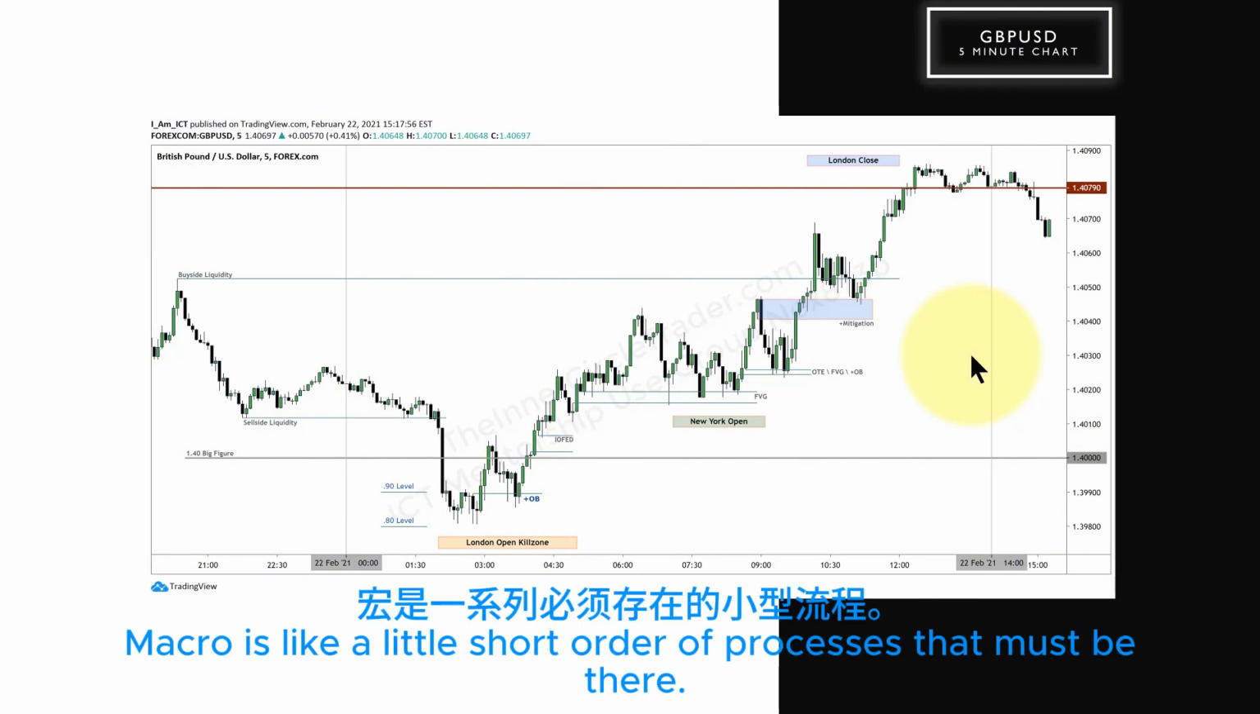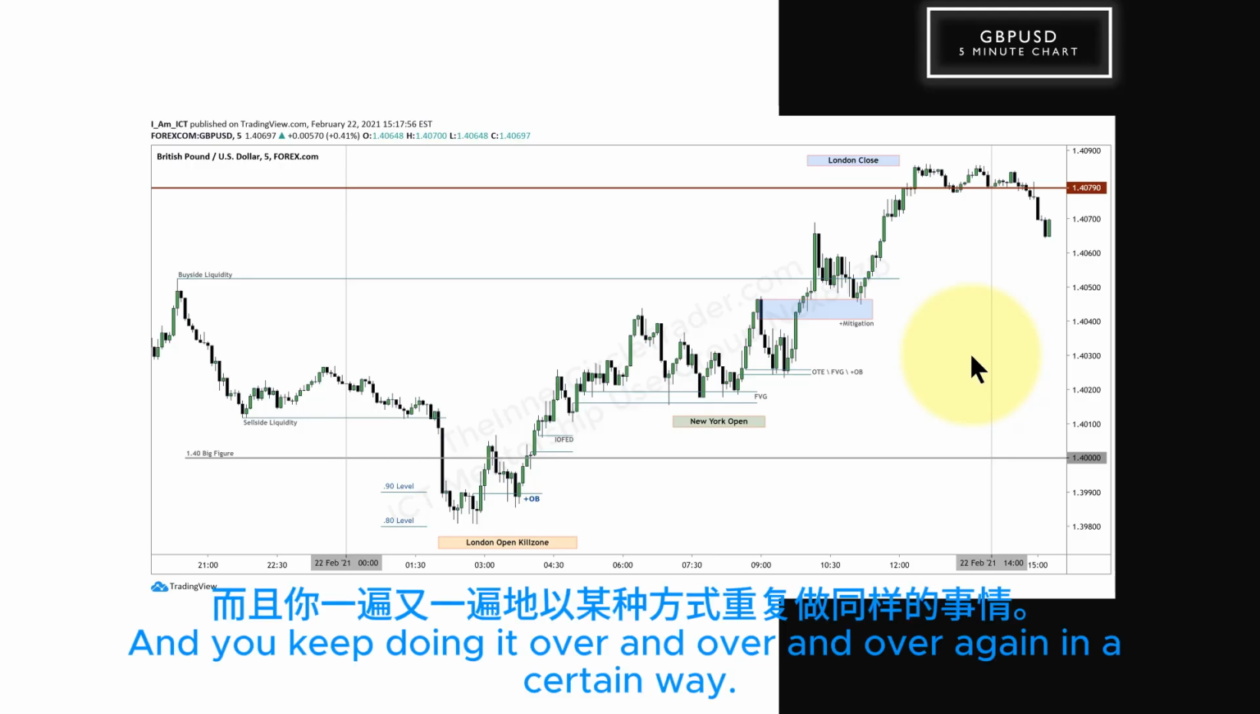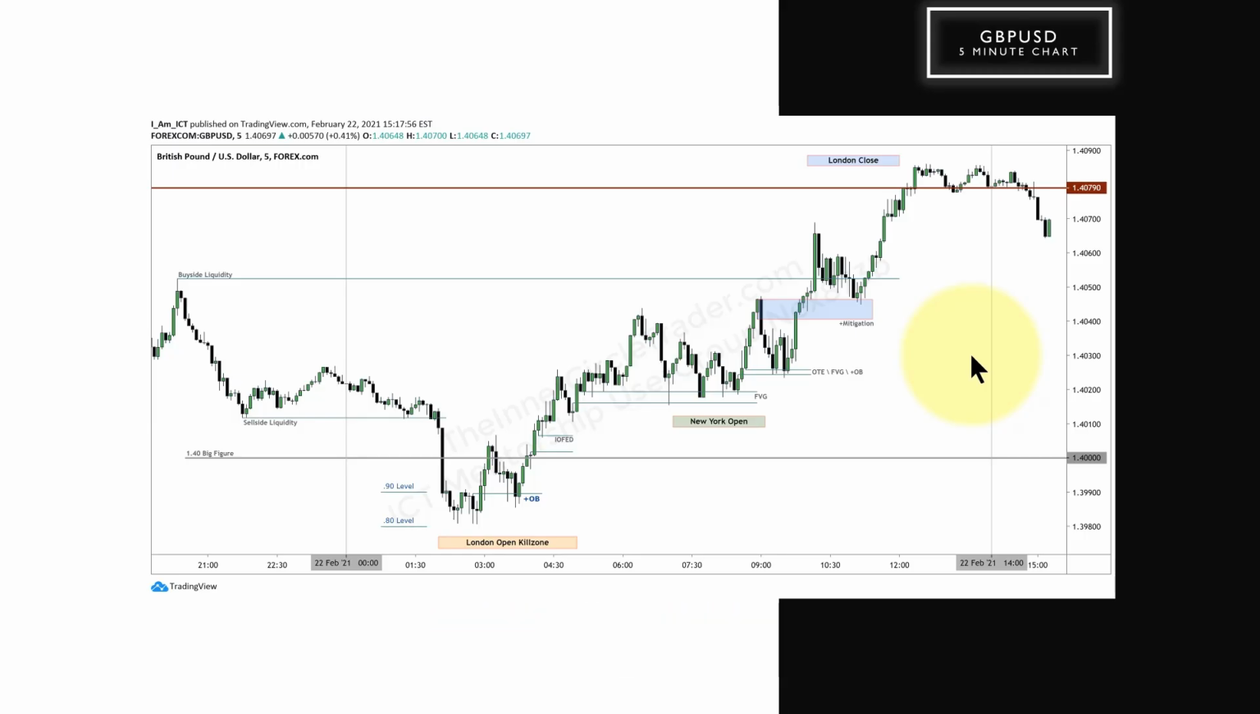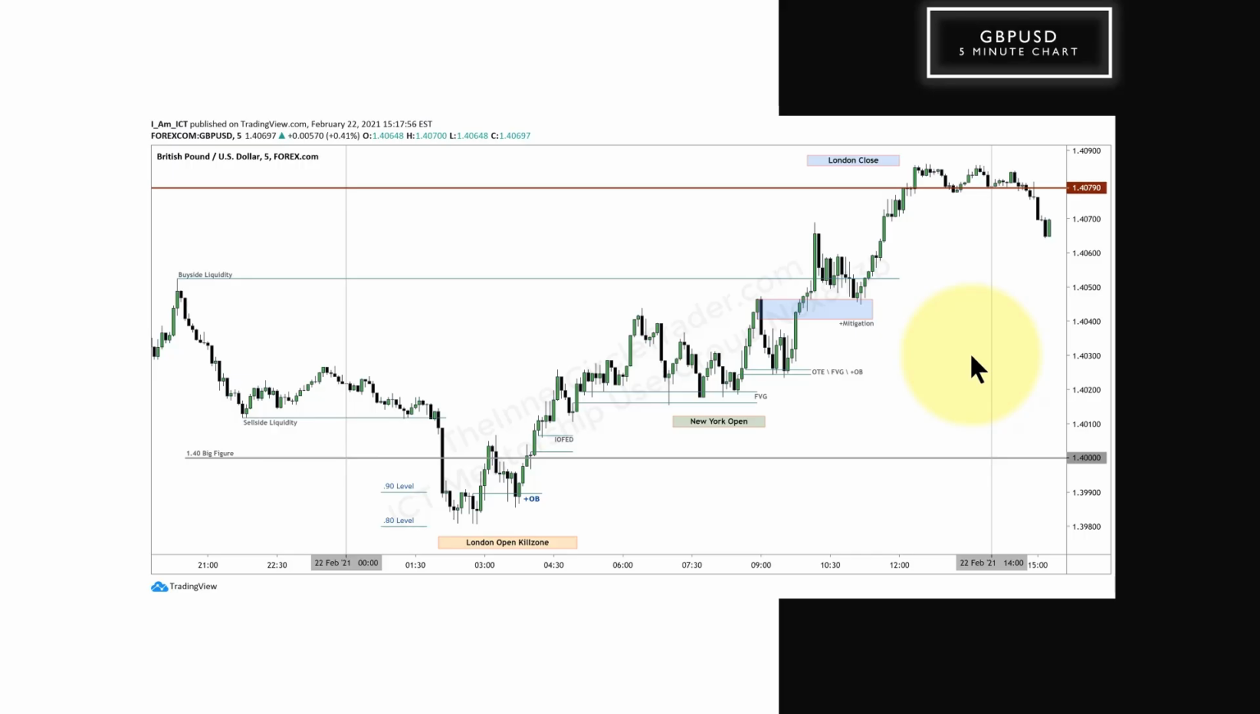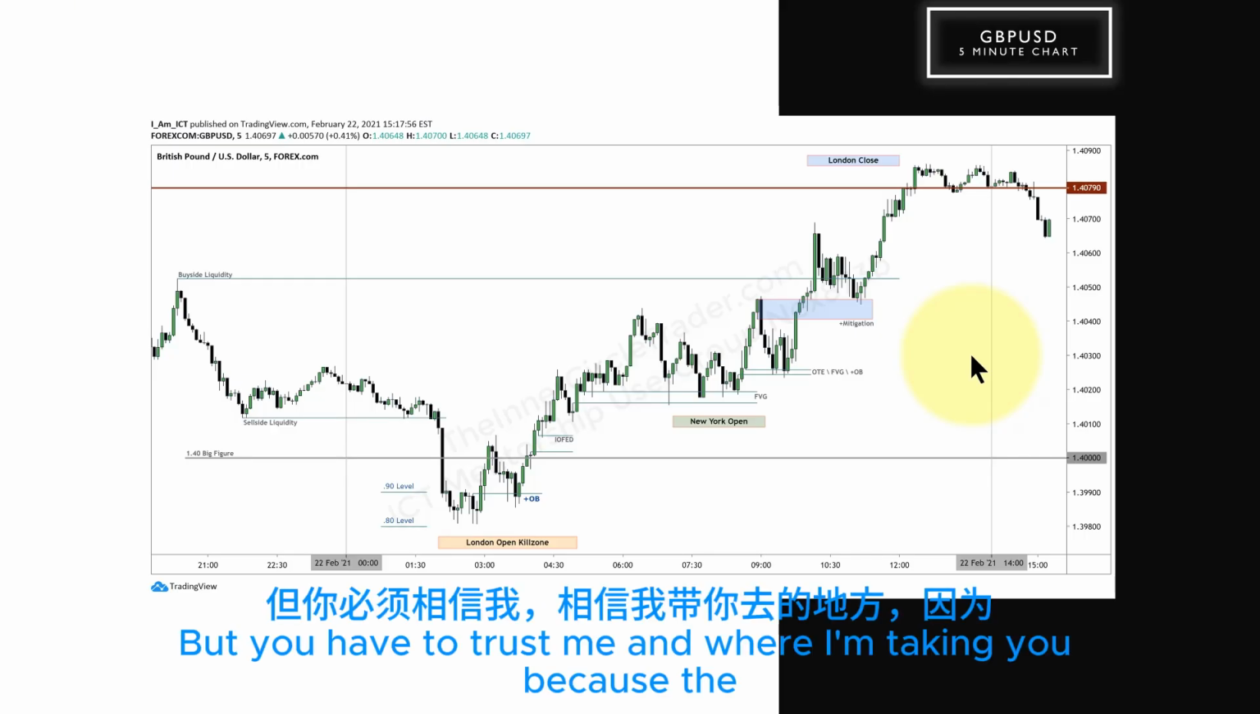The macro is like a little short order of processes that must be there, and you keep doing it over and over and over again in a certain way. That's what these markets do. It doesn't feel like it. It feels like it's chaos and random. It's not. Clearly it's not. But you have to trust me in where I'm taking you.